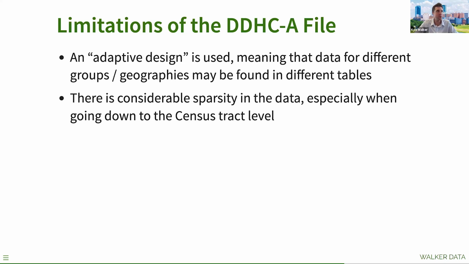There's also considerable sparsity in the data. It's a lot of data suppression, especially if you go all the way down to the census tract level and you want to do neighborhood level analysis. Not everything is available all the way down to the census tract level. This is due to these differential privacy protections.